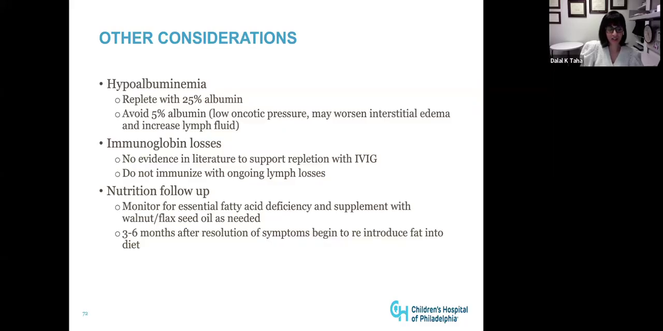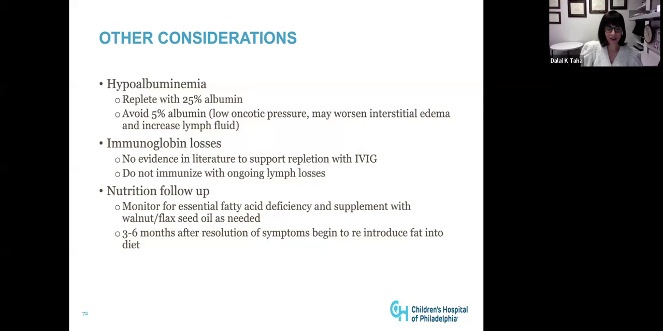Many of our patients who have drains in will have immunoglobulin losses and present as immunodeficient. Unfortunately, there's no evidence in the literature to support repletion with IVIG, and if you give IVIG to a patient who has losses, you're just going to pour the IVIG out through your drain and probably will not bump your serum levels enough, or at least not long-standing. And just a reminder not to immunize patients who have immunoglobulin losses because they won't be able to mount titers.